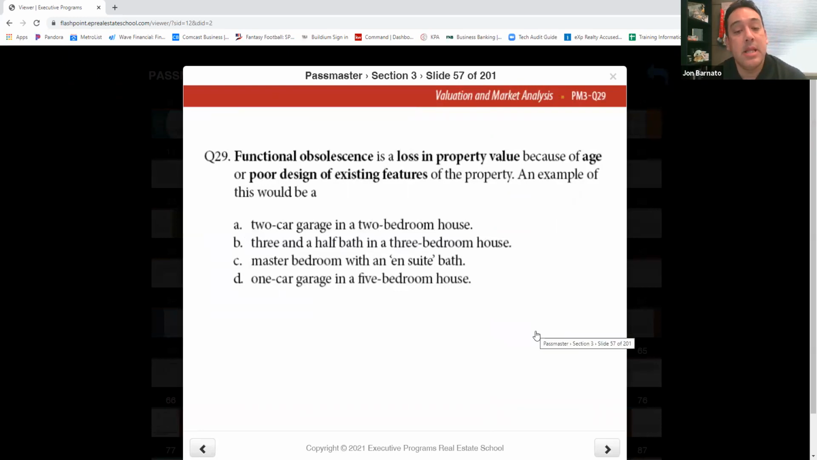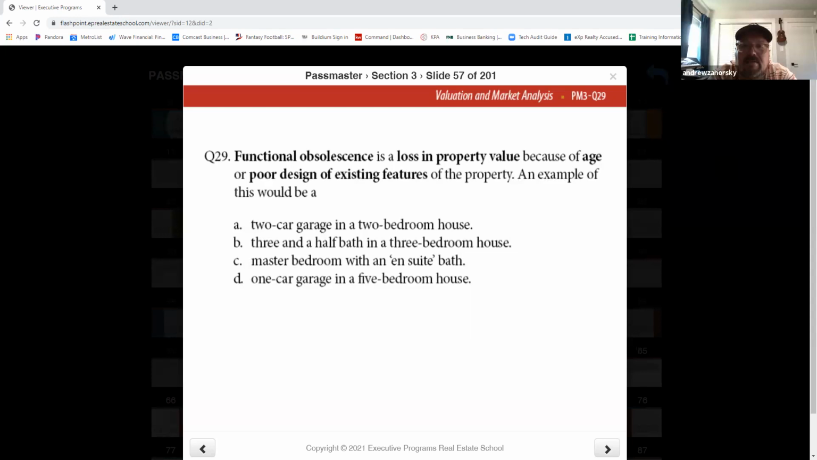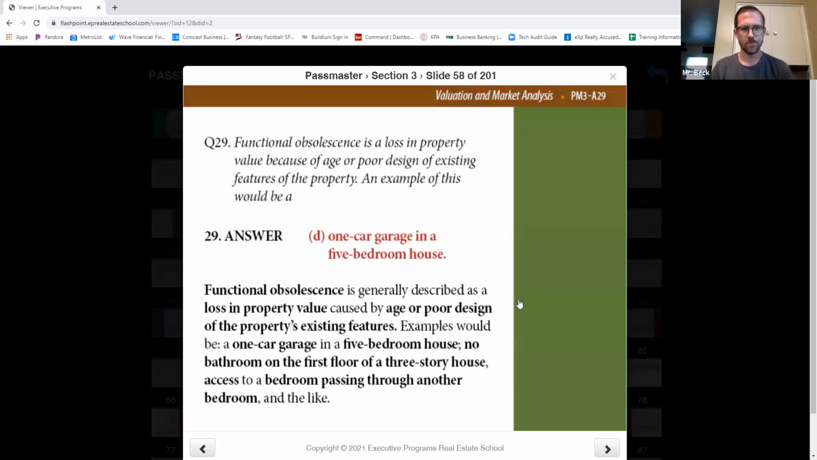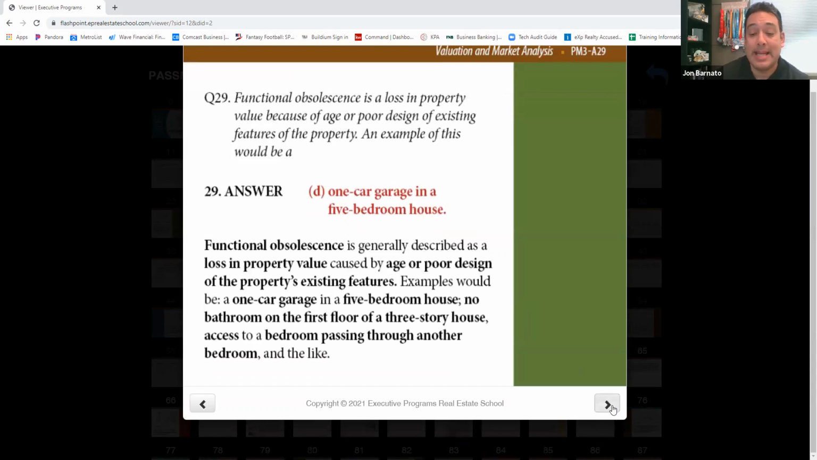Functional obsolescence is a loss in property value because of age or poor design of existing features of the property. Example of this would be what? D. Yep. D. Correct. A one-car garage in a 5-bedroom house would suck.